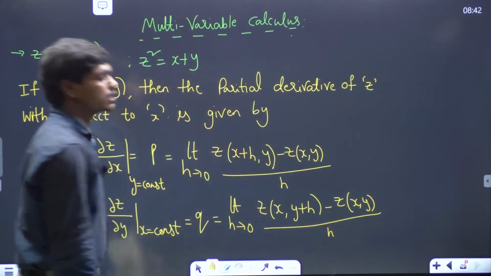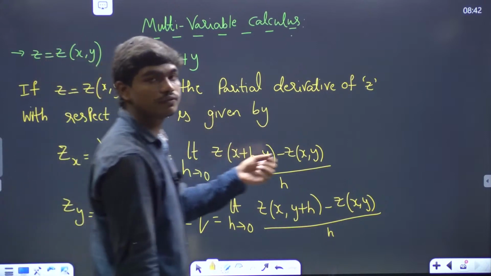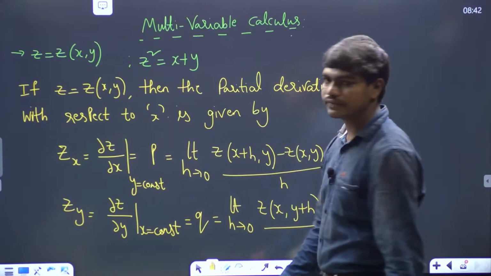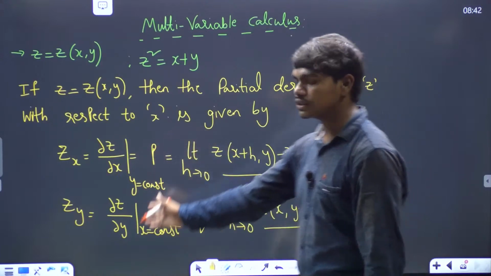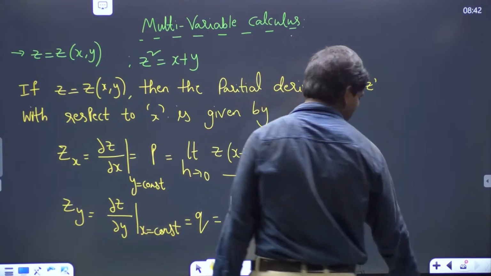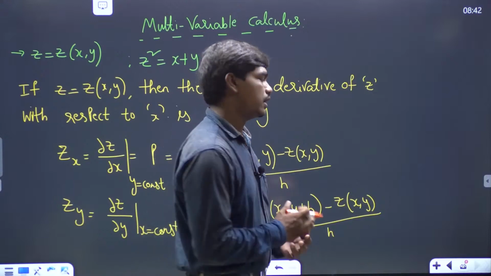So basically this is how you will find the partial derivatives of a function which has two independent variables. This is the expression for the partial derivative of z with respect to x, and this is the definition of the partial derivative of z with respect to y. Let us straight away look at some examples and see how to calculate the partial differentiations.